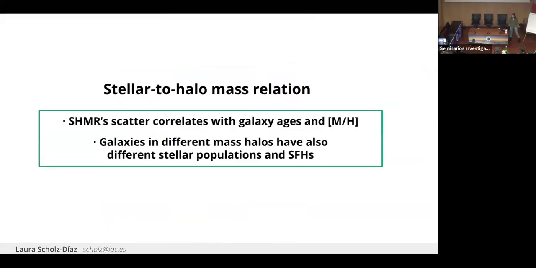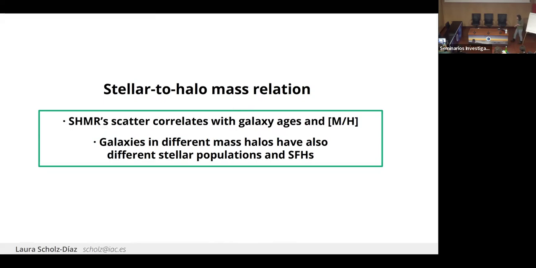So we find that the scatter of the stellar to halo mass relation correlates with galaxy ages and metallicities, especially in the low halo mass regime. And we also see that galaxies in different mass halos have also different stellar populations and star formation histories.